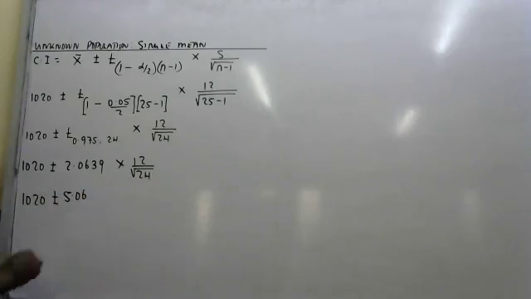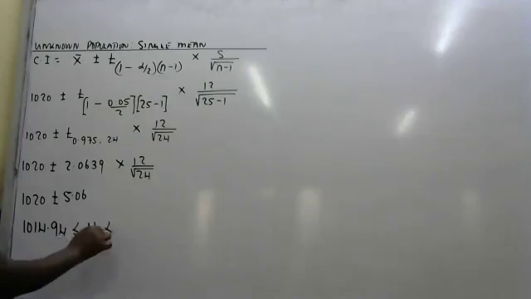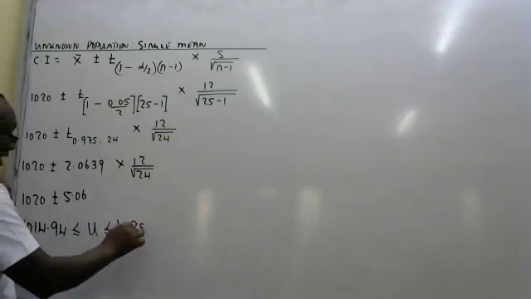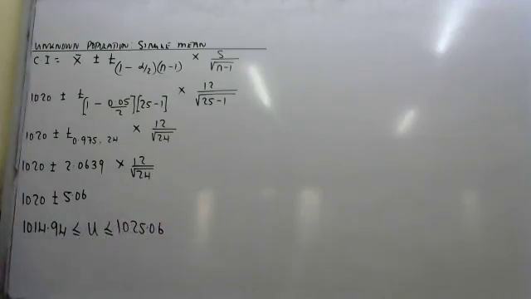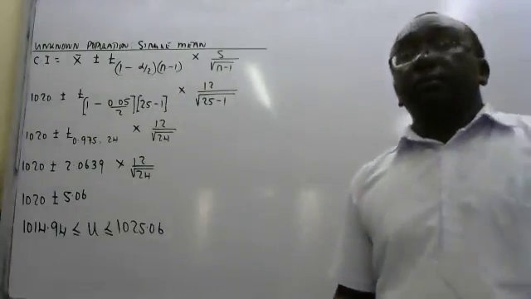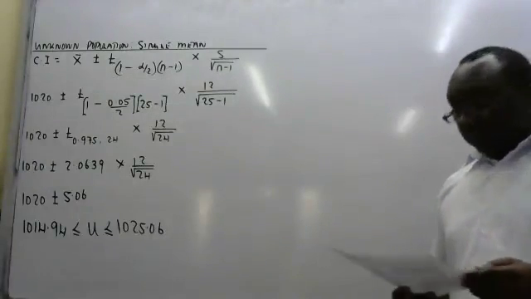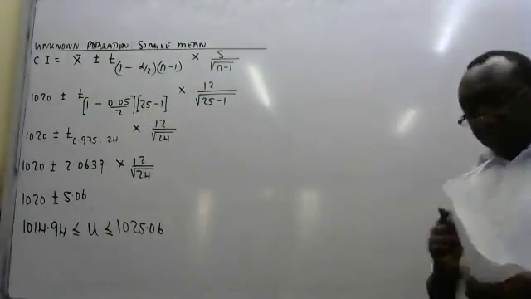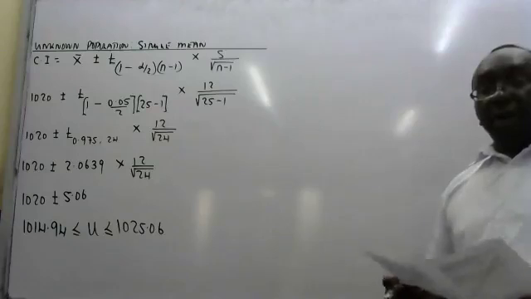5.06. So on the lower side, when you subtract, 1014.94. This is mu. On the upper side, it is 1025.06. That's how you go about it.